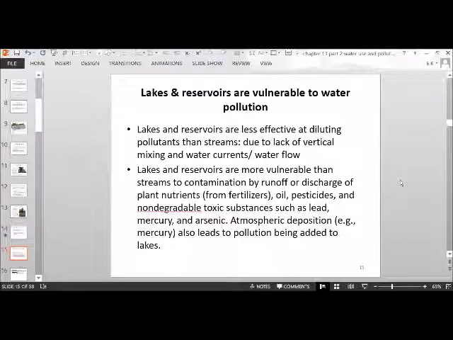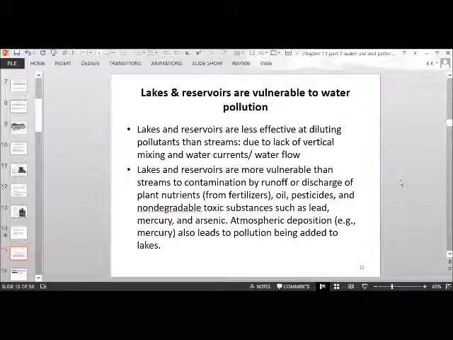Okay, so we discussed streams and stream pollution, but what about lakes and reservoirs? So lakes and reservoirs are vulnerable to water pollution. They're less effective at diluting pollutants than streams, and that's due to a lack of the mixing and the water current or water flow. So in lakes and reservoirs, the water's pretty stagnant, whereas in a river, the river water moves around. There's a current, so it's able to mix and dilute the pollution better in a stream than in a stagnant lake.